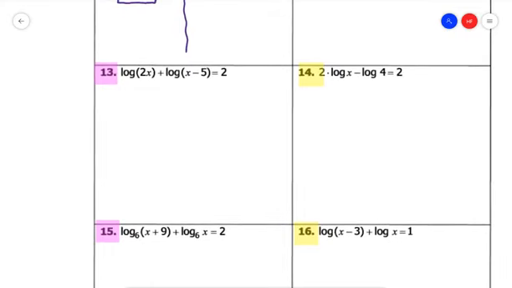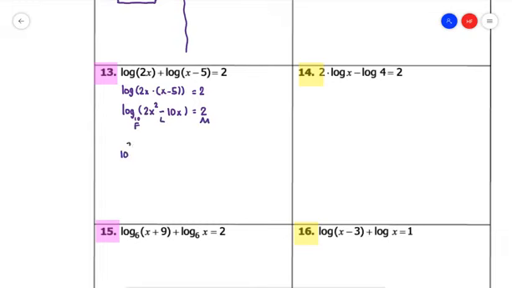Now on number 13, it looks like we've got 2 logs to work with, but we're going to have to condense them into a single log. So we're going to have log of 2x times x minus 5 equals 2, which is log of 2x squared minus 10x equals 2. Whenever we don't see the base, it is a 10. That's going to be my first, last, middle.